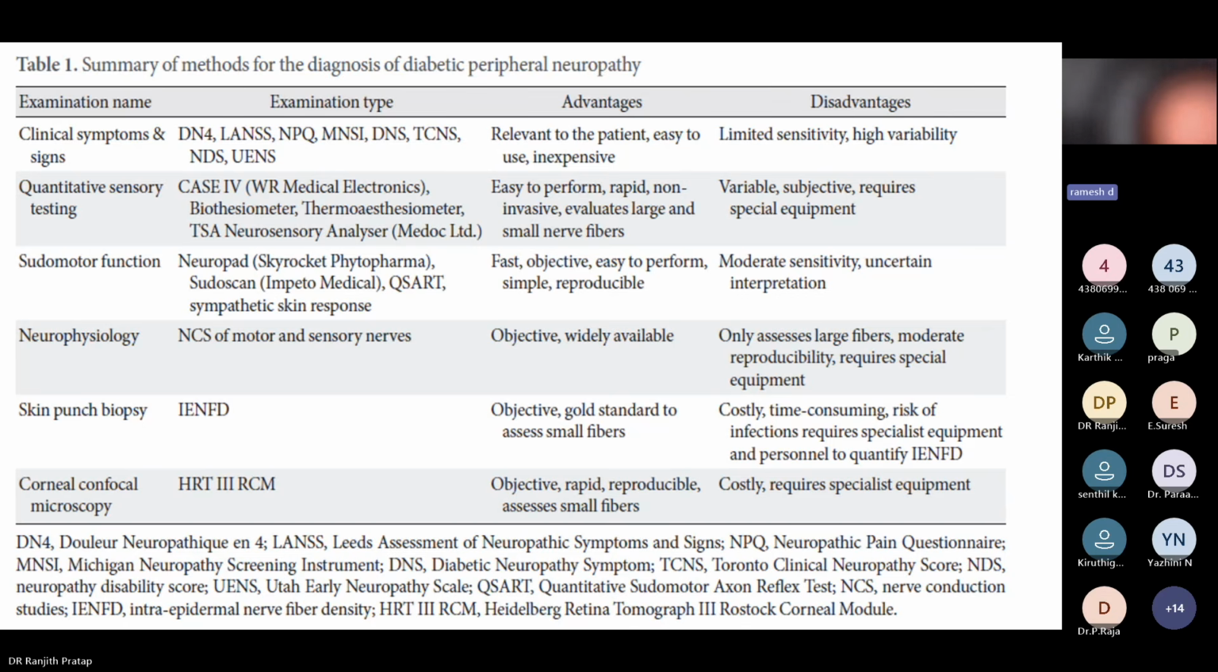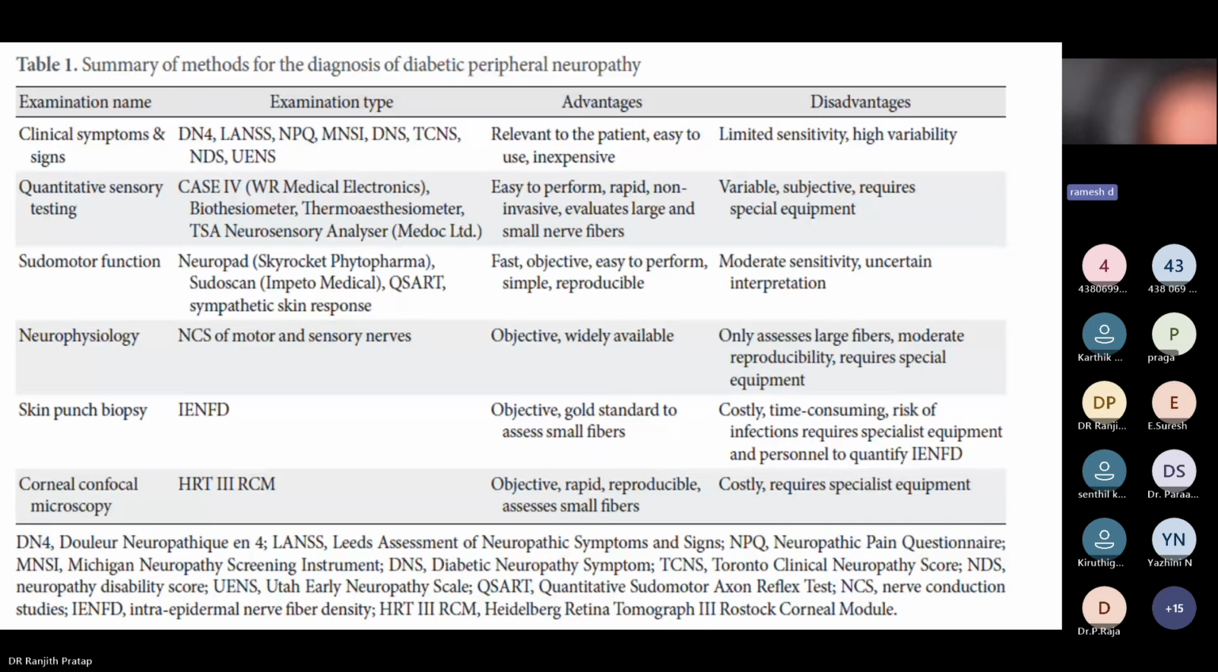They can evaluate both large and small fibers. The disadvantage is that they need special equipment, and results are variable and subjective. To assess pseudomotor function, there are Neuropads and Sudoscan available, which are fast, objective, easy to perform, simple, and reproducible, but the sensitivity is moderate and interpretation is uncertain.